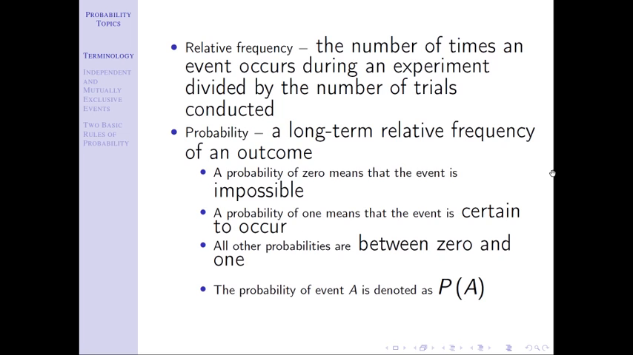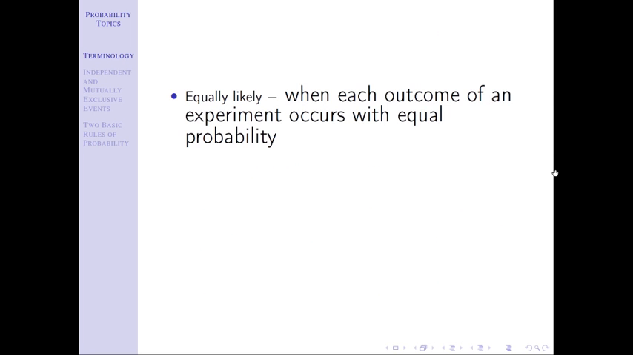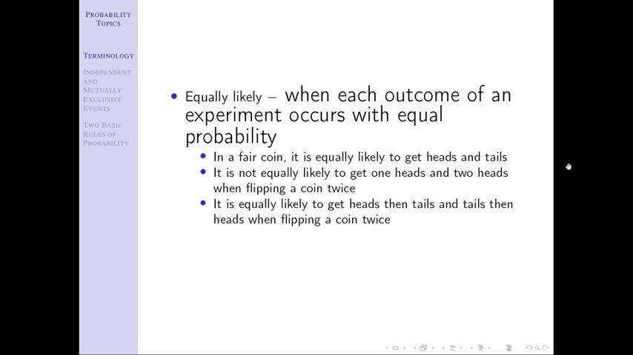So the next one here is equally likely. Equally likely is just as it sounds. It's when each outcome of an experiment occurs with equal probability. Again, make sure we understand it's outcomes, not events. What we mean by that is if I flip a fair coin one time, it's equally likely to get heads and tails. Those are two things that have equal probability. And again, probability is long term, right? This isn't about I flipped the coin 10 times, what did I get? It's about I know that in the long term, if I were to flip that coin an infinite number of times, half of them would be heads, half would be tails.